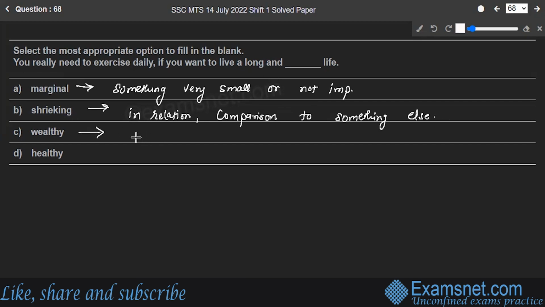Then is the word wealthy, which means in a way that gives delight or pleasure. Over here we can use it in that context. Otherwise, wealthy means having a lot of money, but in this context we can say in a way that gives delight or pleasure. Then is healthy, which means in a way that is characteristic of great excitement.